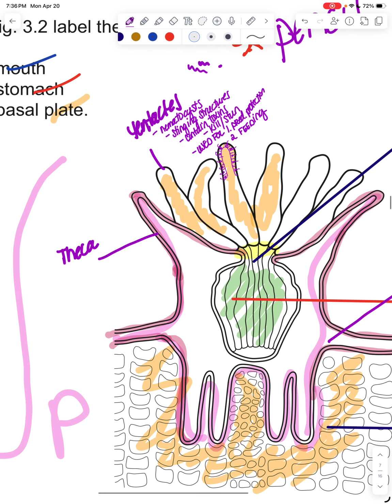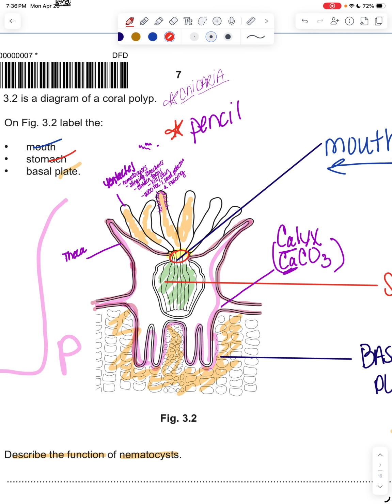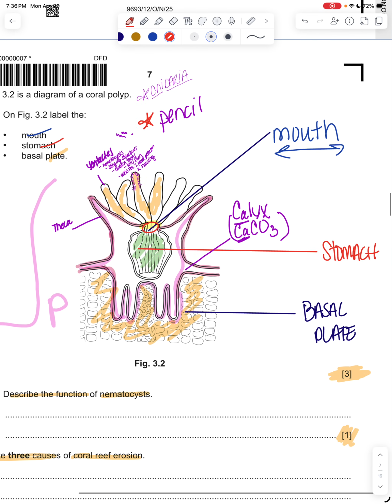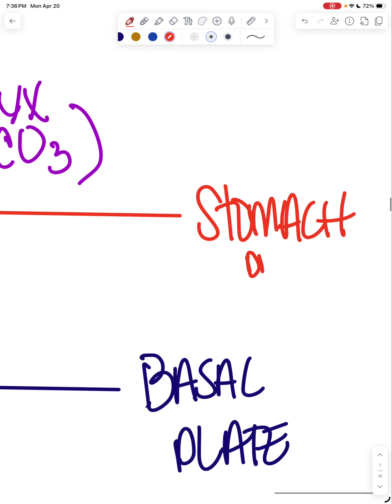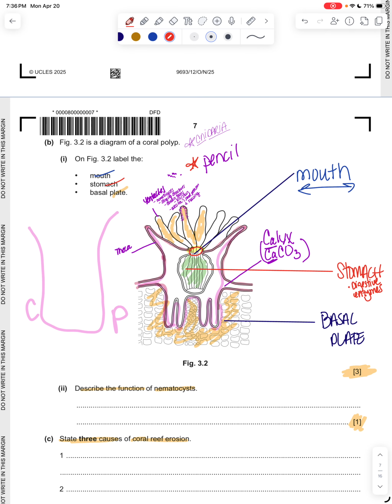All right, I'm going to come back to the tentacle in just a moment, but when our coral captures prey, it will take it from the tentacles. Tentacles are then going to put it in the mouth, and the mouth is just there to receive food. It's also where waste will exit. And then in the stomach is where we have our digestive enzymes, or you can say gastric enzymes, digestive fluids to break down our prey.